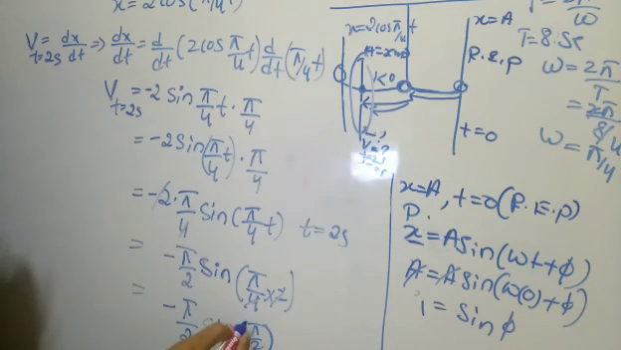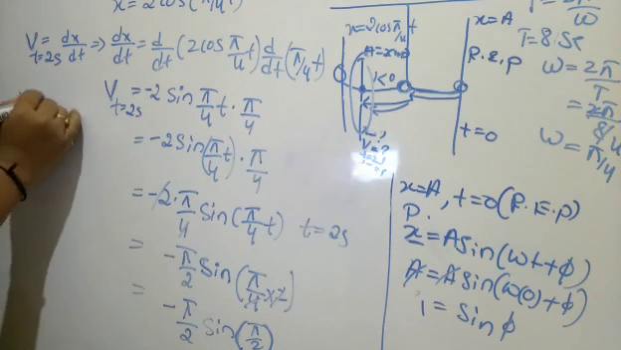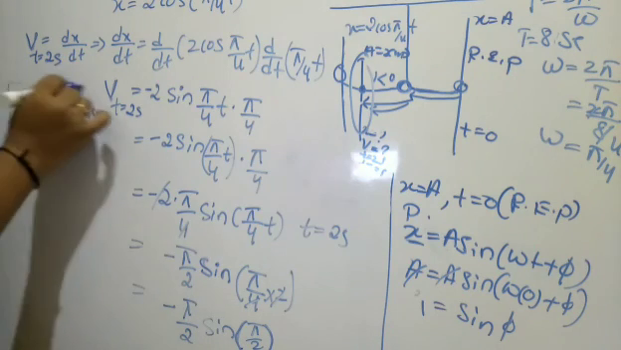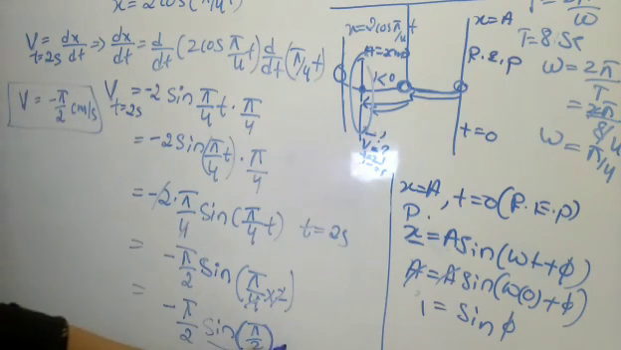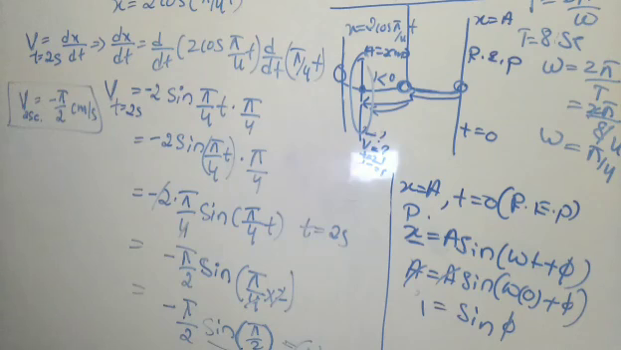So this is what we are getting, the velocity at time t is equal to 2. So minus sine pi by 2, what is it? It is 1. So velocity finally we are getting is minus pi by 2 centimeter per second, because sine pi by 2 is equal to 1. We are getting the velocity at t is equal to 2 seconds as minus pi by 2 centimeter per second here.